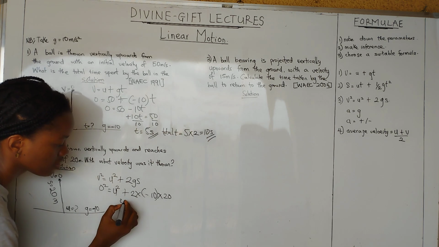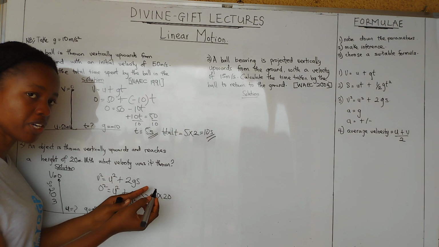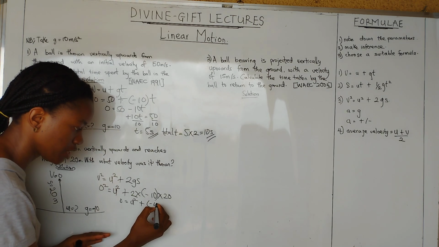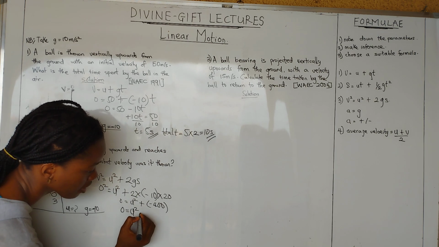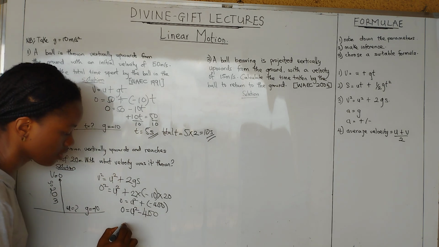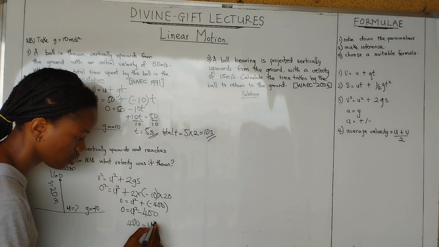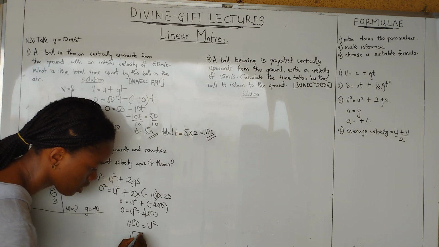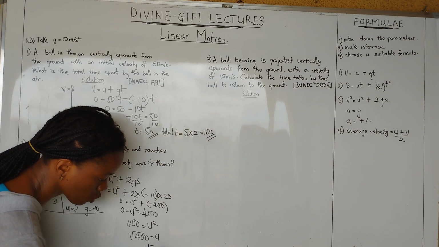0 squared is 0, equal to u squared plus 2 times minus 10 times 20. Minus 20 times 20 is minus 400. So this is minus 400. So 0 is equal to u squared minus 400. The 400 comes here and changes sign because we are collecting like terms. 400 is equal to u squared. From here we can deduce that u is equal to 20.